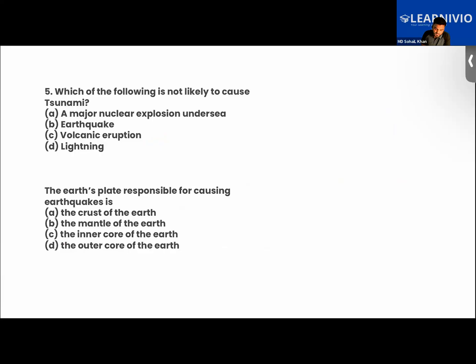Which of the following is not likely to cause a tsunami? Lightning. Next: the inner core of the earth. Where is the shaking happening? Where is the movement happening? The tectonic plates are moving now. That is in the crust, right? So that will be the crust of the earth.